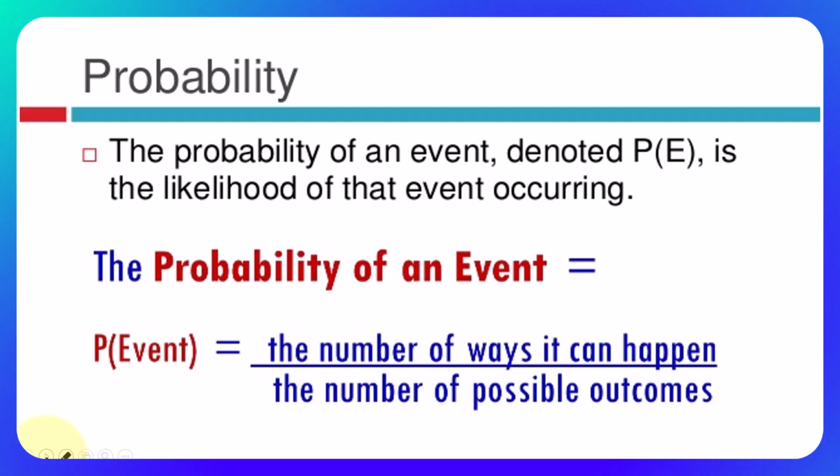Let's focus on the definition. Probability is the probability of an event. We denote it with P. Capital P means probability of E. E is the event. So the probability of an event occurring is the likelihood of that event. And we write it as P of E equals the number of ways that it can happen over the number of possible outcomes. So thinking about the spinner, we might look at the number of possible colors. So we count those. Those are the possible ways it can happen over the number of possible outcomes, the number of spaces.